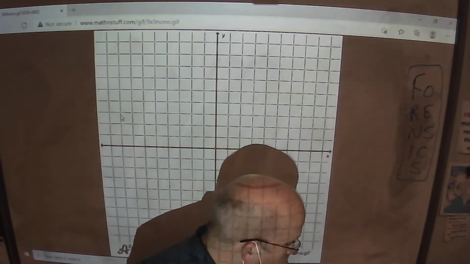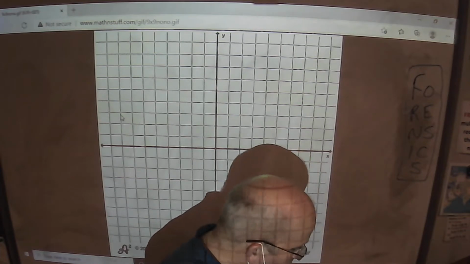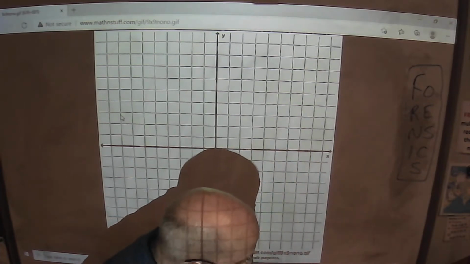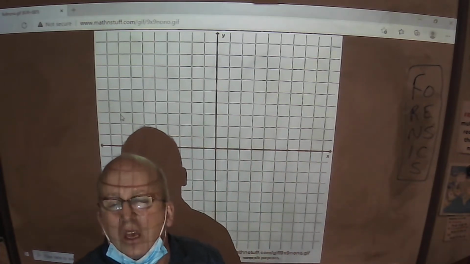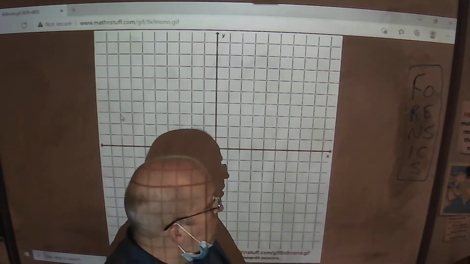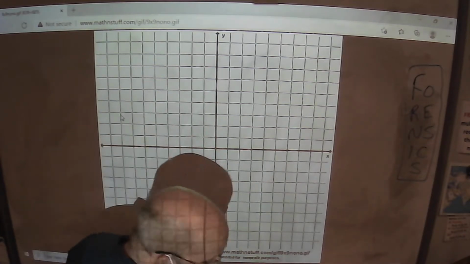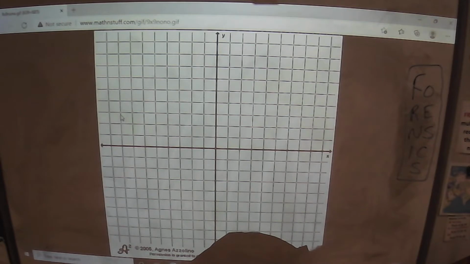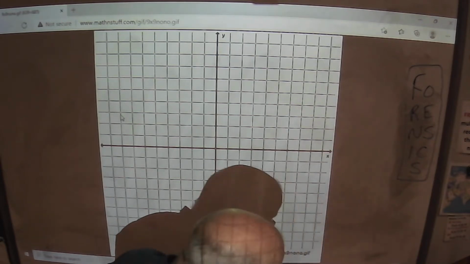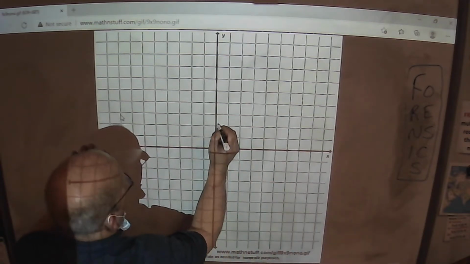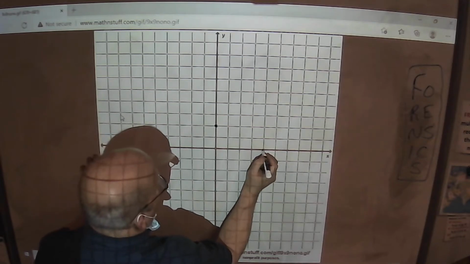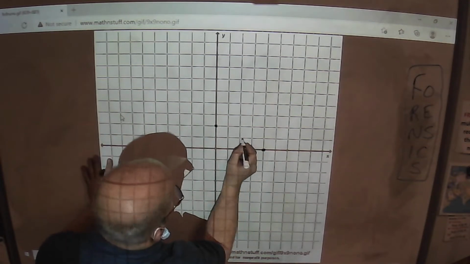Okay, eighth grade, we're at lesson 8-3, which is entitled Graphing Linear Equations by Using the Intercepts. So let's get started. I'm on the bottom of page 381, looking at example 1, and we're going to do some similar problems to what you see for example 1.